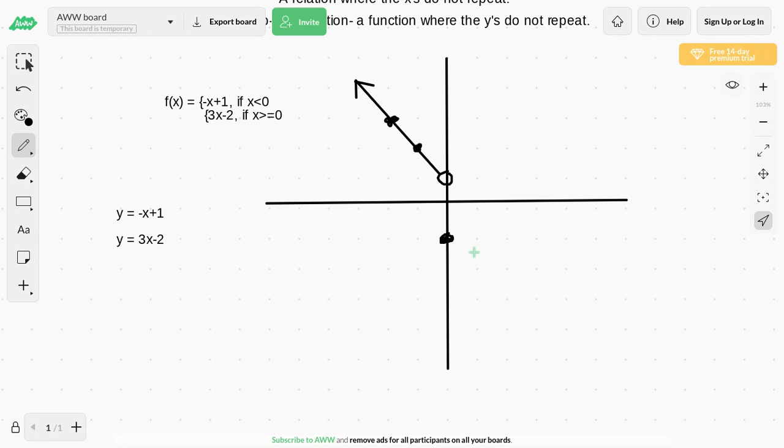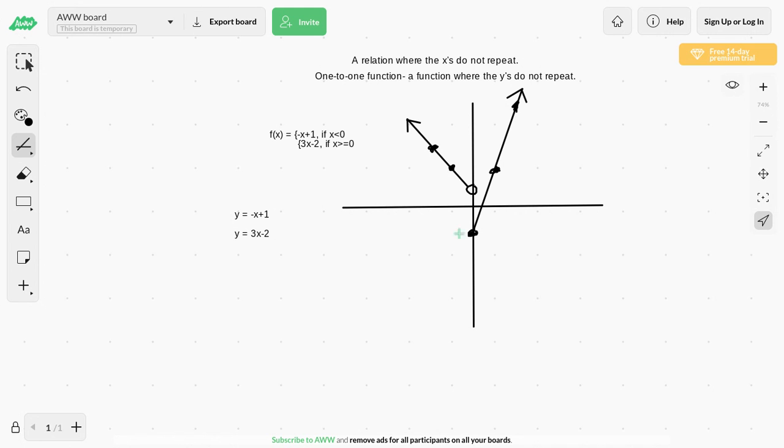Okay, good enough. And then, so you have a slope of 3 over 1. So you go up 1, 2, 3 over 1, all the way up here. And then 1, 2, 3 over 1. So you're all the way up here. So there's your 2 points. And now you just connect them. And you get something that looks like this. So this is the completed piecewise function for f of x is equal to negative x plus 1 if x is smaller than 0, and 3x minus 2 if x is greater than or equal to 0.